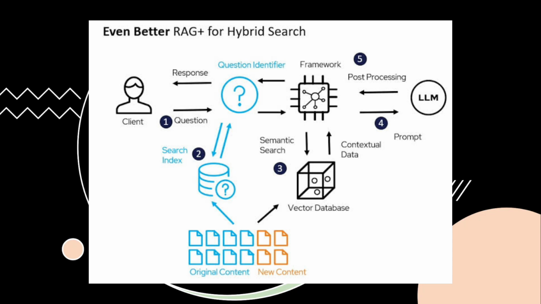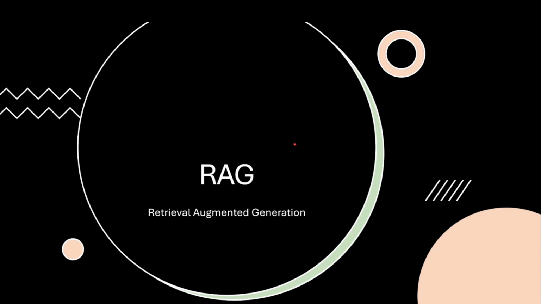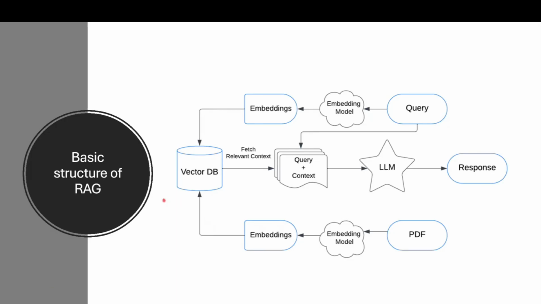Okay, so now let's talk about what is the architecture of RAG, so that the response is well optimized as well as based on your particular data. Okay, so let's go to the next slide. And here you can see this is a basic structure of RAG, how RAG should be. So let's talk about it first.